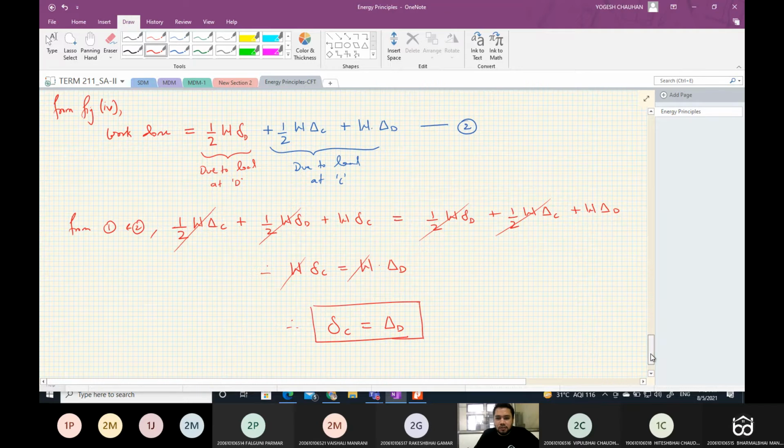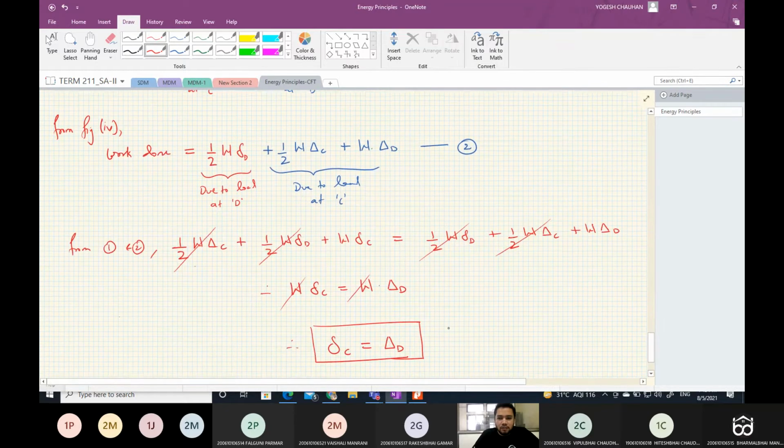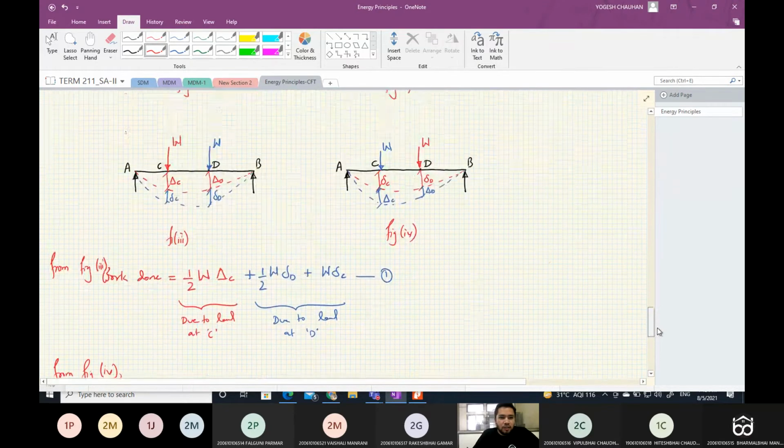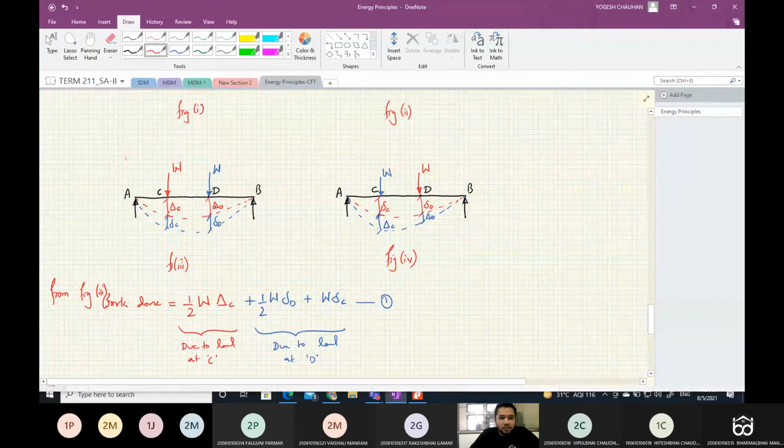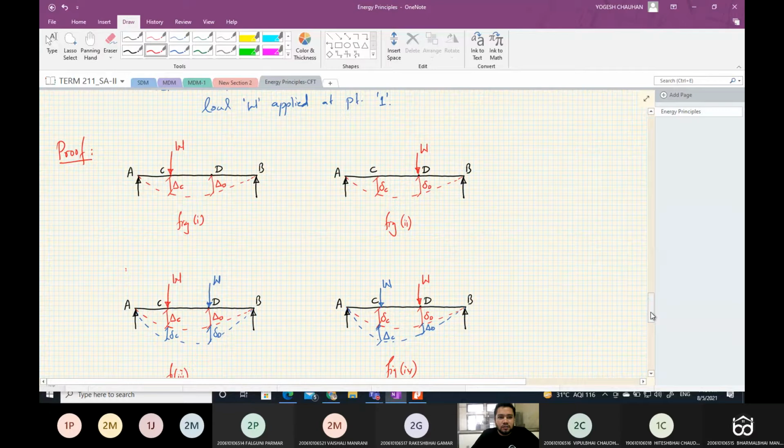Now what is delta C? Small delta C is the deflection produced at C when the load is applied at D. Okay, and what is delta D? Capital delta D is the deflection produced at D when the load is applied at C. Okay, see from the figure. Capital delta D is the deflection produced at D when the load is applied at C, and small delta C is equal to the deflection produced at C when the load is applied at D.